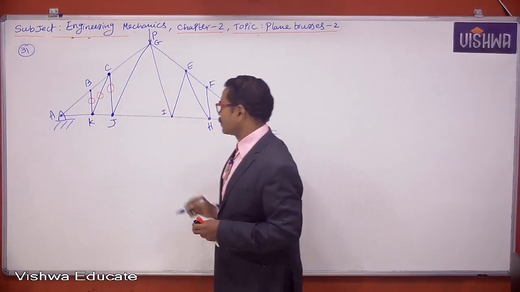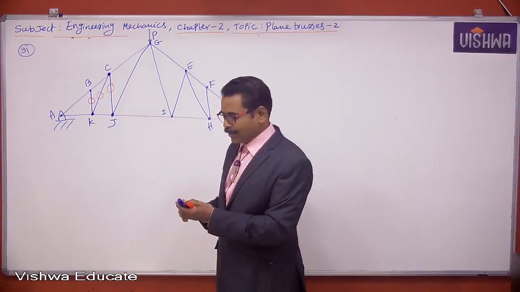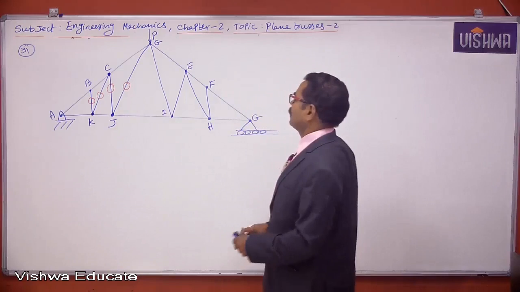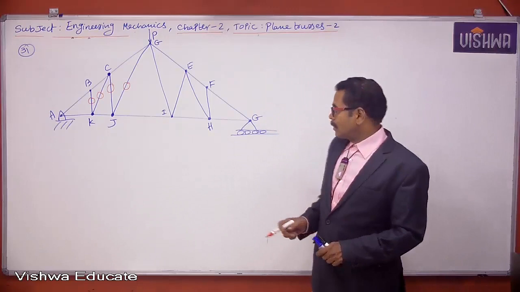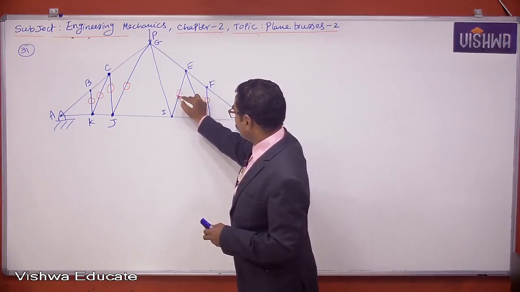Out of these three members, two are collinear members. Which are collinear? Member KJ and member JI. These two are collinear, and the third non-collinear member doesn't carry any load. Try to understand. At J also, no external load is acting, no support reaction is acting. Since left side is symmetric to right side, on the right side also we can identify the members of zero force. So definitely, this member carries zero force, this member also, this member also, and this member may also carry zero force.